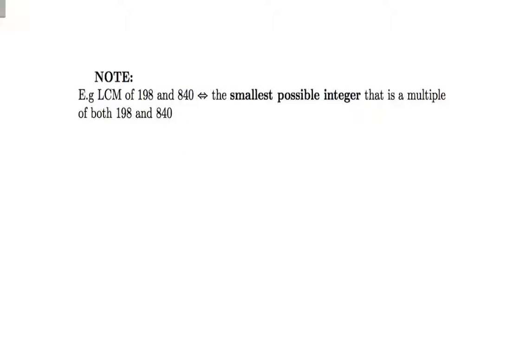Lastly, I would like to conclude that another way your teacher might phrase the question for finding the lowest common multiple is to ask you to find the smallest possible integer that is a multiple of both 198 and 840. This is equivalent to finding the LCM. It's the same, so do not fret.